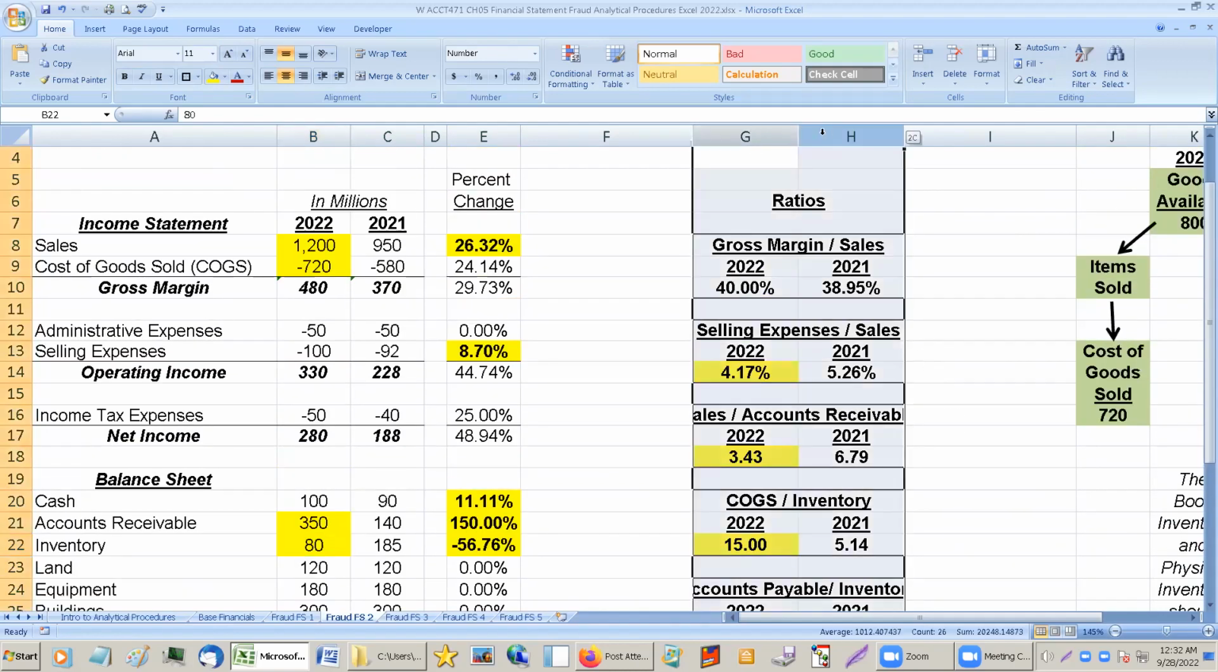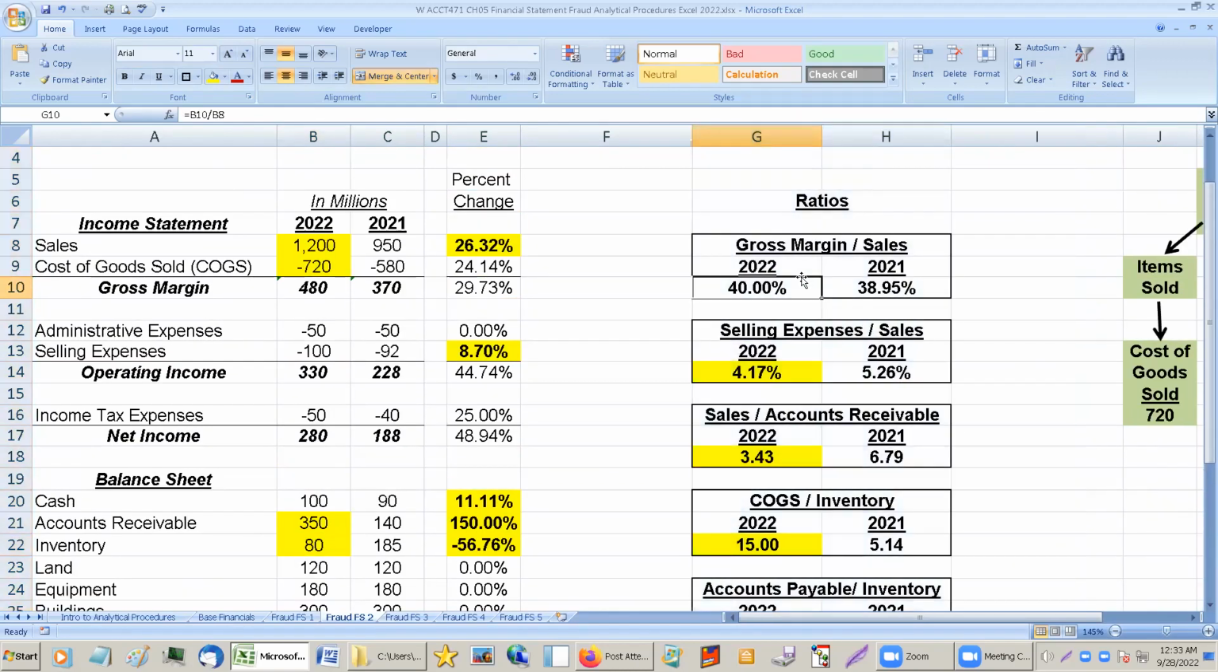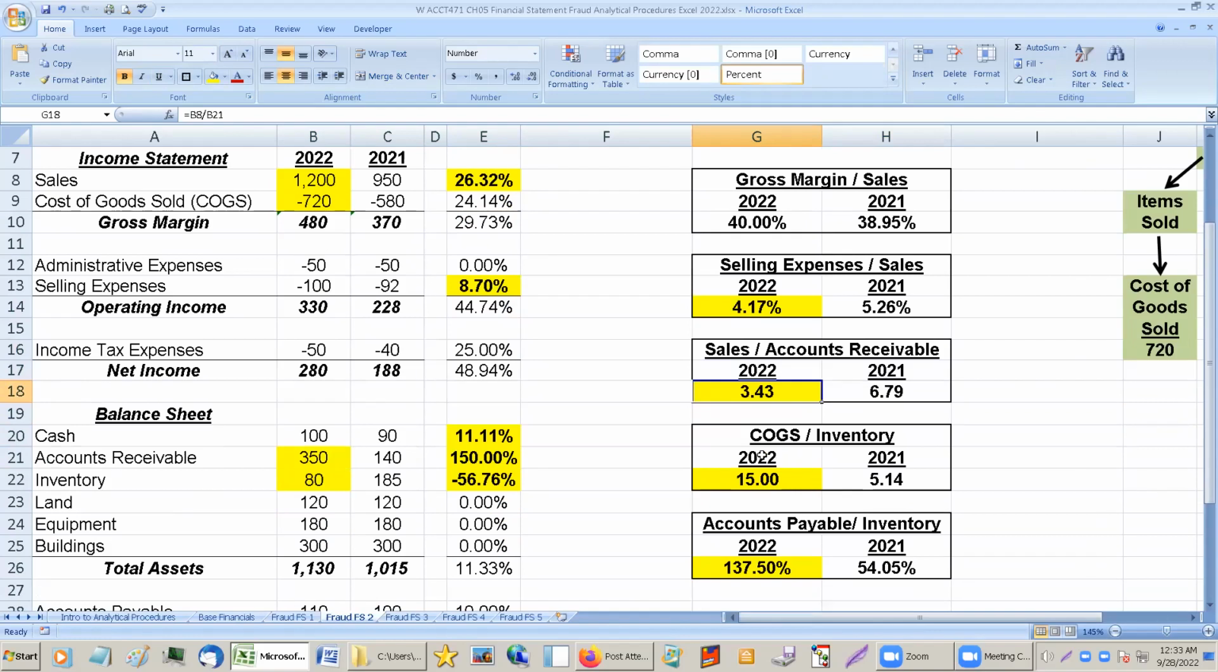Okay, coming over here. Gross margin, about the same. I think it's exactly the same, actually. Selling expenses, still down. Sales to accounts receivable, still wacky. Big changes, big change in the turnover. Cost of goods sold to inventory. So inventory turned over 5 times. Now it's turning over 15 times. Huge change. 3 times as much almost.